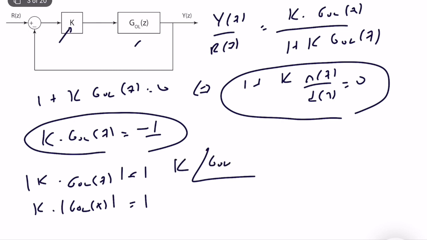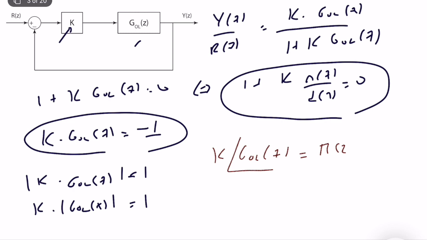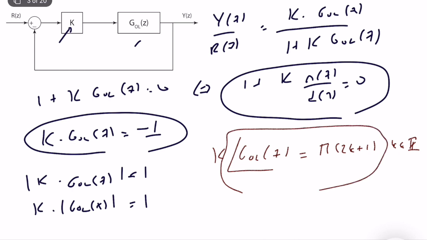The phase of k times GOL(z) should be equal to pi times (2k plus 1), where k is an element of not real numbers, technically integers. Since k doesn't have a phase, this is only the angle condition.